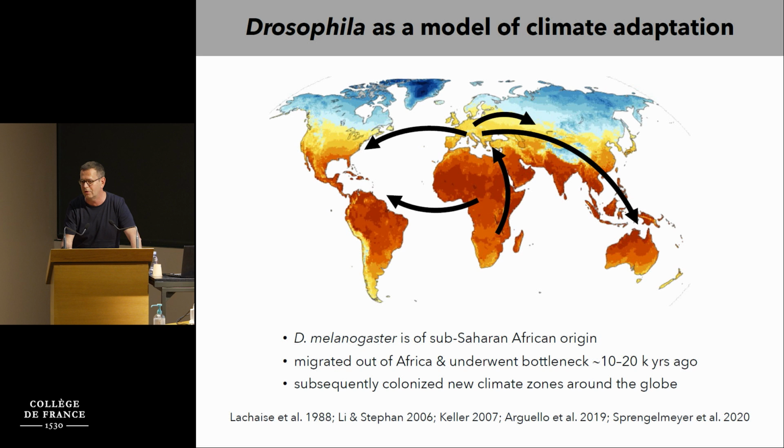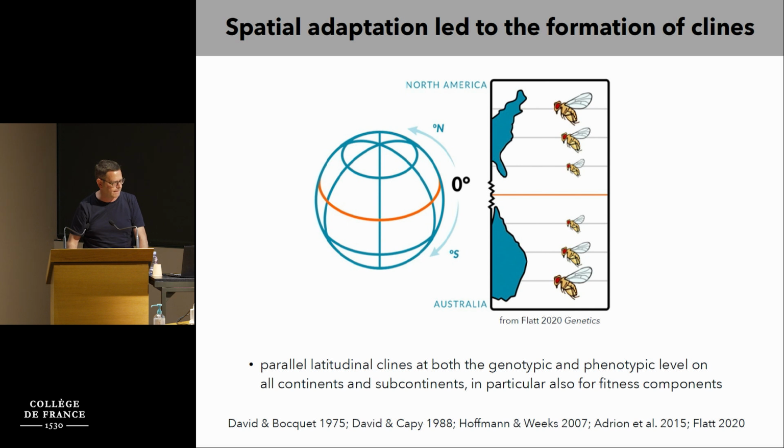It likes ethanol. It eats bacteria and yeast that are growing on rotting fruit. And so now we have it everywhere around the globe, including in our kitchens. And so that makes it a very good model, both for demography, but also for spatial adaptation. So this history of spatial adaptation and colonization actually has led in this species to the formation of many latitudinal clines.